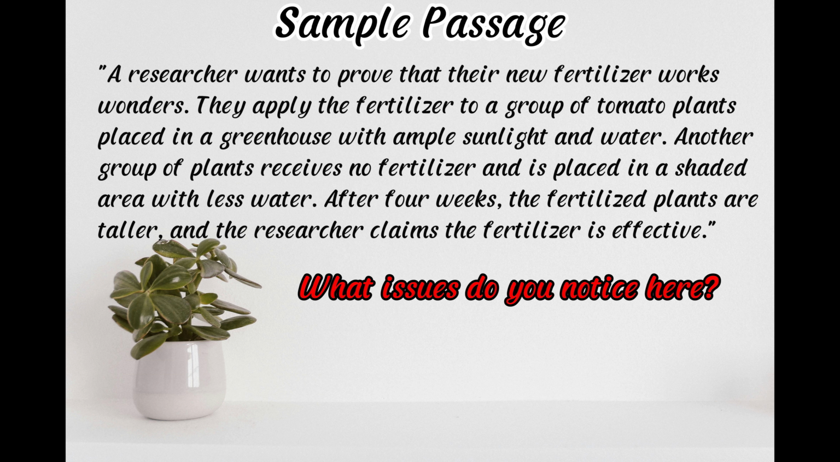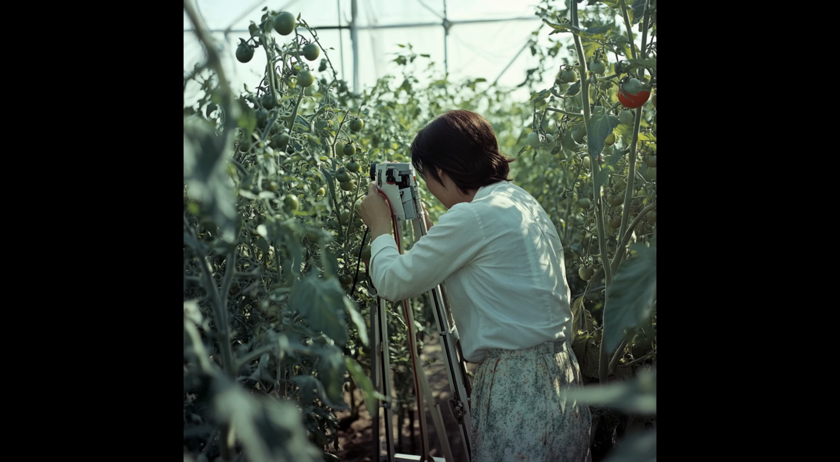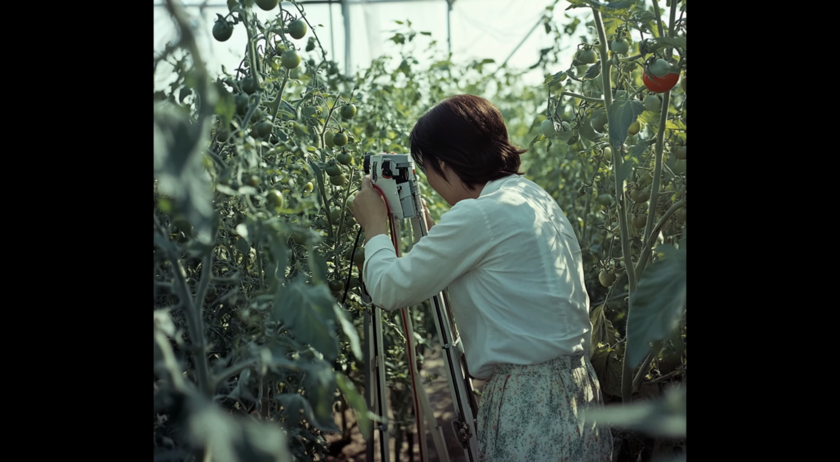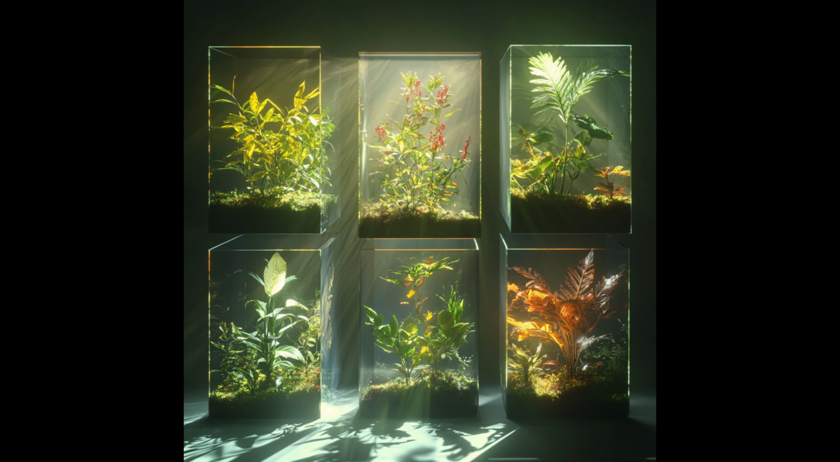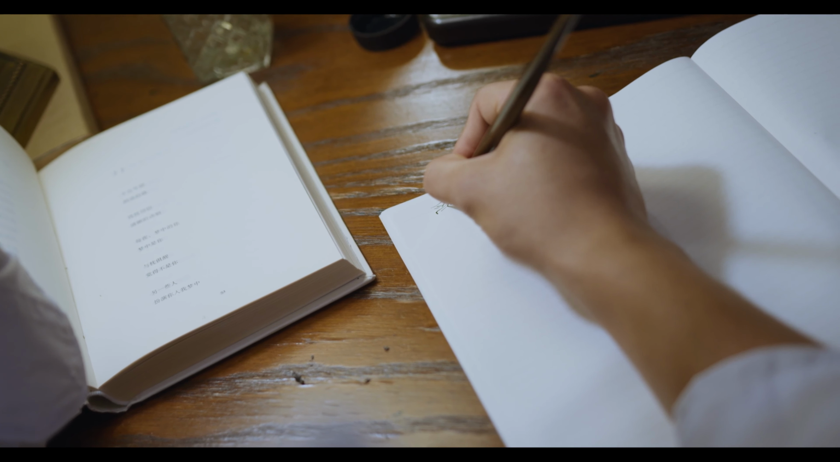What issues do you notice here? Think about it for a moment. You might notice that the researcher didn't control other variables like sunlight and water. This introduces bias into the experiment because the growth differences could be due to better light and water conditions, not necessarily the fertilizer. Now let's revise the experiment to eliminate this bias.